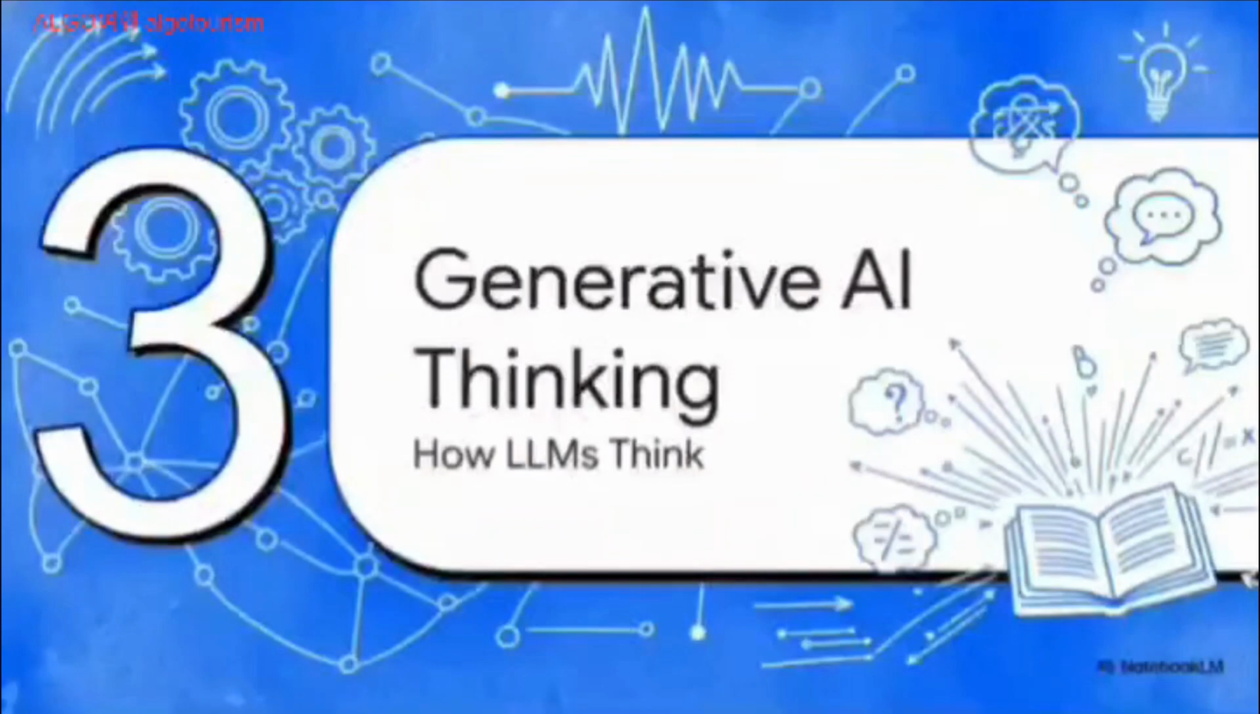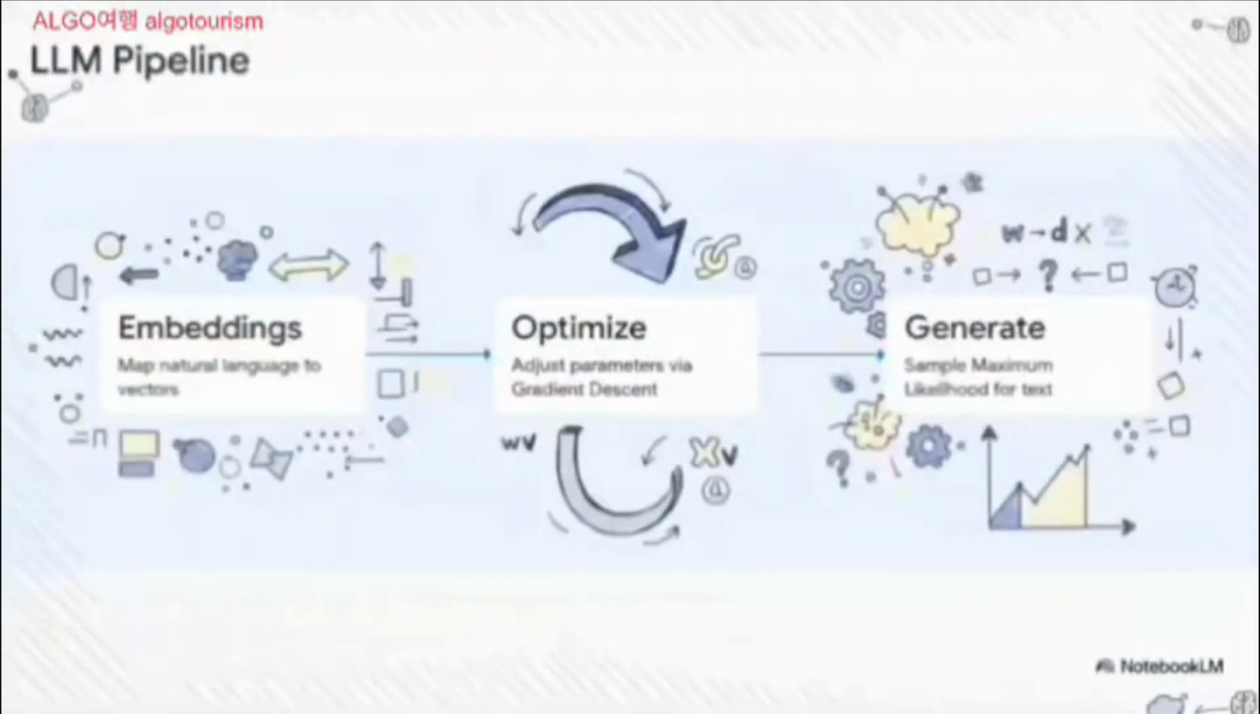All right, Section 3, Generative AI's thinking process. So how does an LLM actually think? Well, it follows a very strict mathematical pipeline. Step 1. It maps our messy, complicated natural language into pure mathematical vectors, basically turning words into measurable variables in a geometric space. Step 2, it optimizes billions of parameters. Using our math tools, specifically gradient descent, it fine-tunes its internal weights to minimize error.